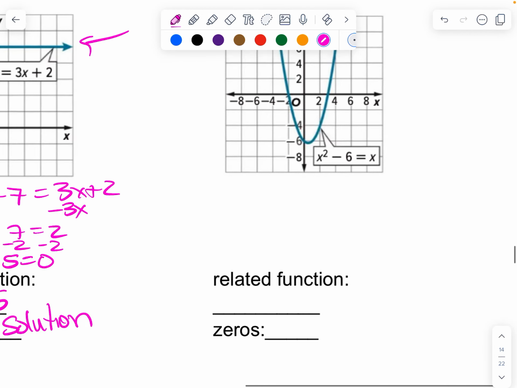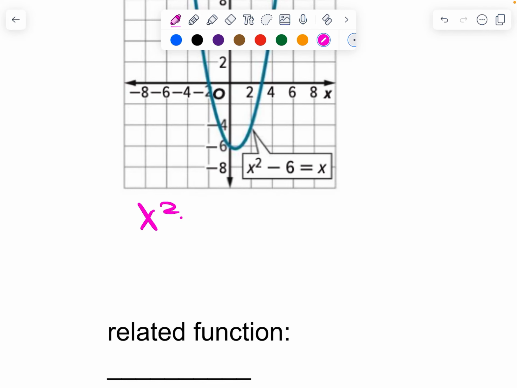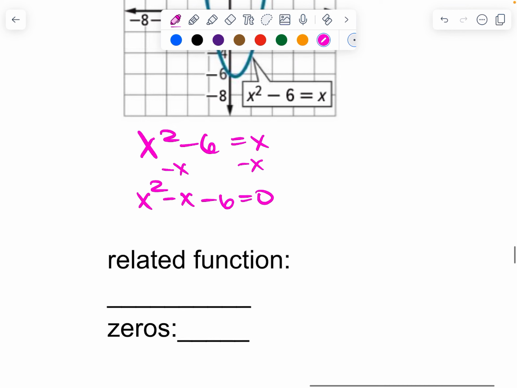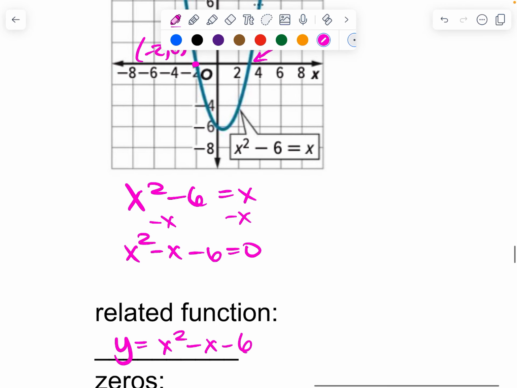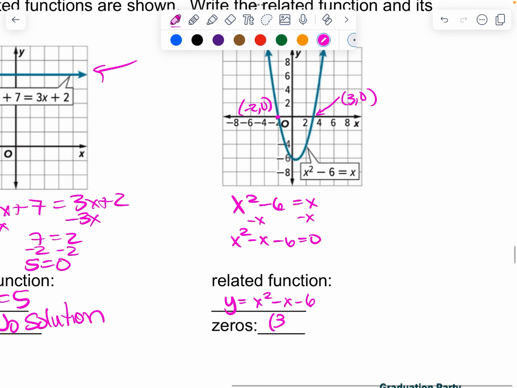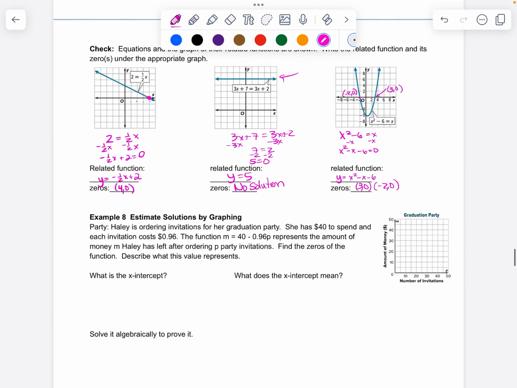Last but certainly not least, x squared minus 6 equals x. I'm going to subtract this to the other side because we want it to be positive, so the x squared needs to be positive. So y equals x squared minus x minus 6, and my zeros. Right here, I want to say about 3, 0, and here, negative 2, 0. So this would be 3, 0, negative 2, 0. Okay.